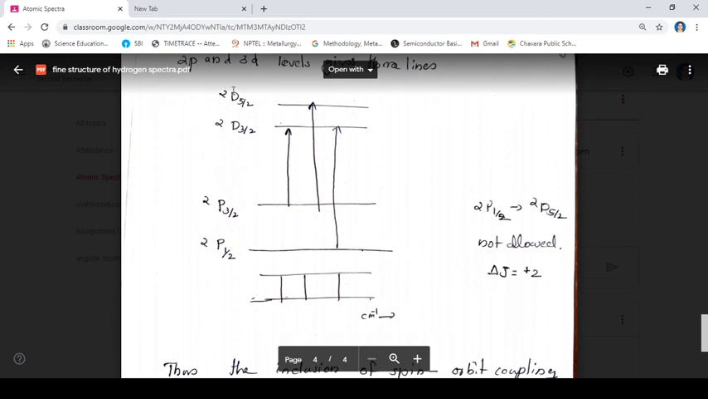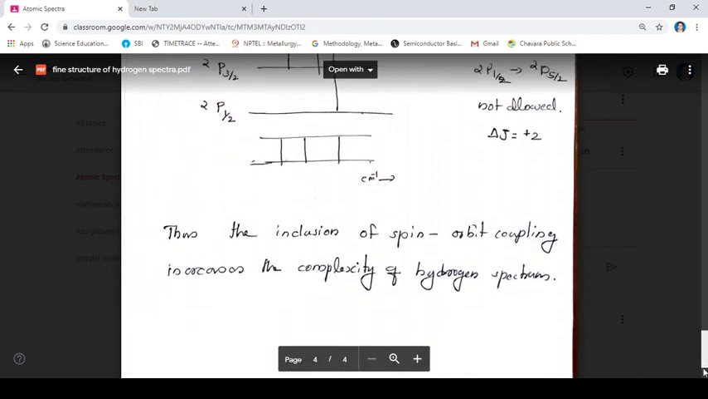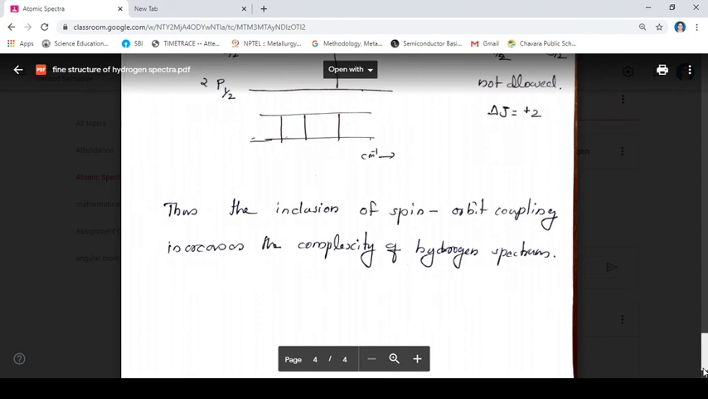Here 2 actually indicates the doublet. Because corresponding to s equal to half, you will have two lines. That is actually known as the multiplicity, which we will see in detail in the next class. So thus the inclusion of spin orbit coupling increases the complexity of hydrogen. From the normal spectrum we have gone a little bit deeper, that is, to the fine structure of the hydrogen spectrum.